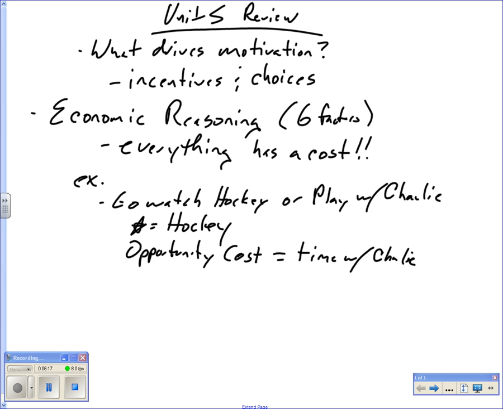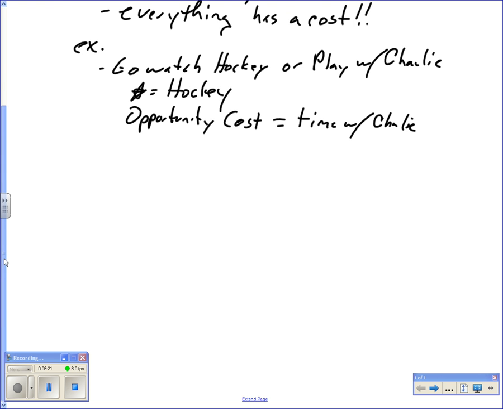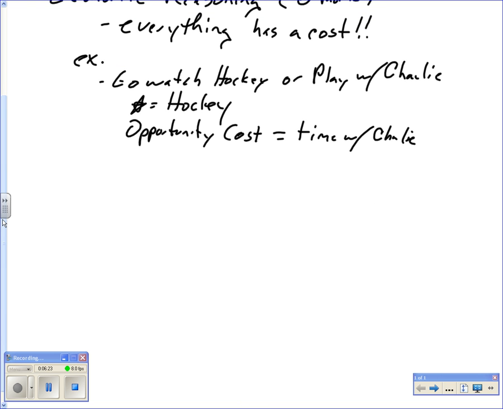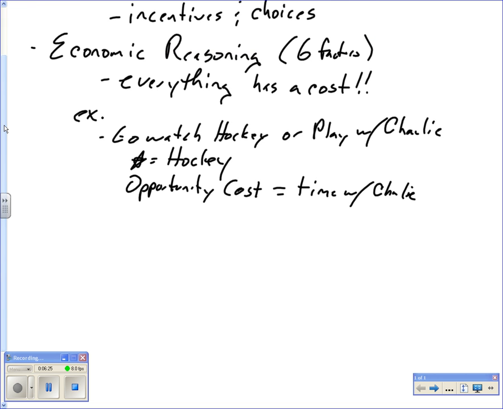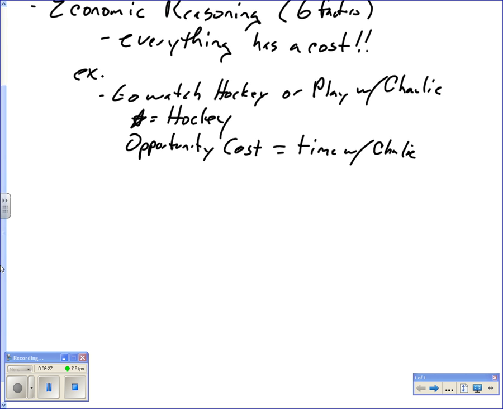I want to give you another example real quick. Let's see if this works. Here we go. I want to give you another example of problem solving using economic reasoning. This one will have an opportunity cost and a monetary cost. That's example 1. Here's example 2. Okay? I could go to dinner or watch a movie. That's my choice. Should we go to dinner or watch a movie?